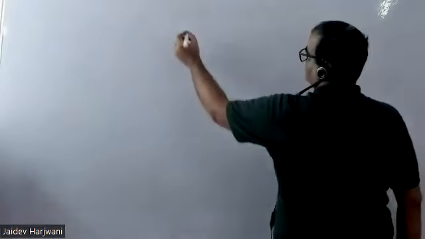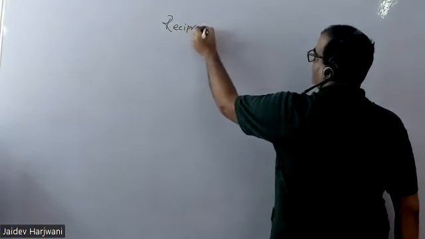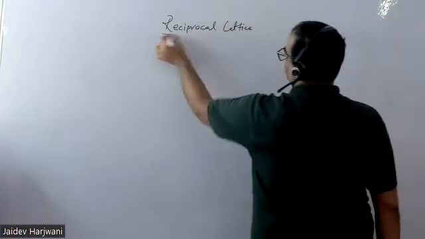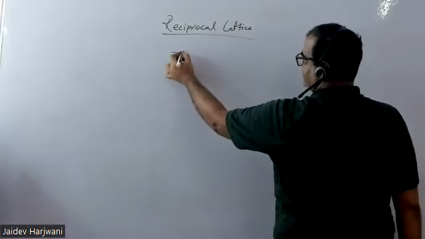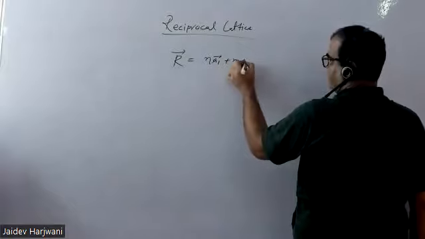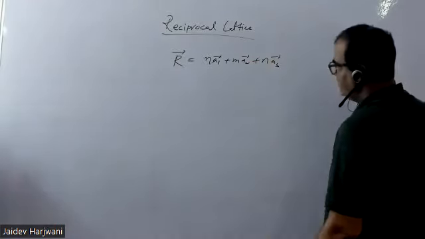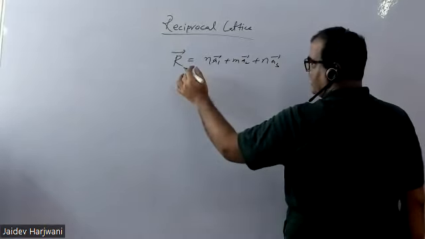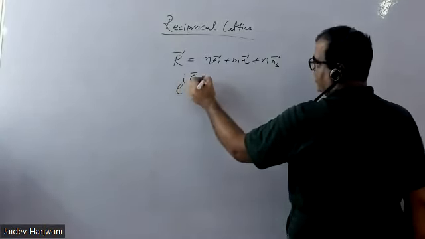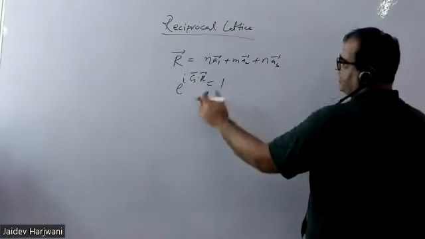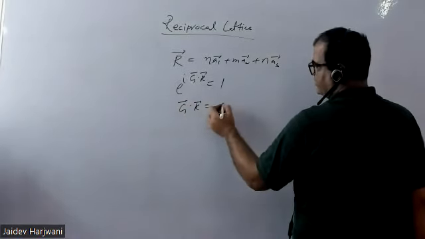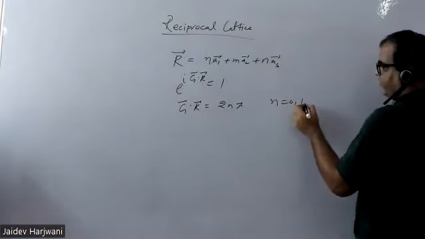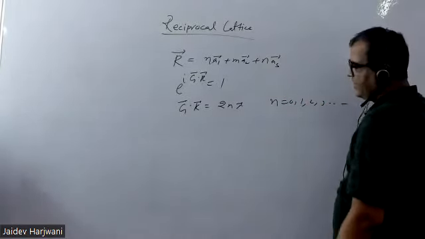Now you have reciprocal lattice. In reciprocal lattice, if you have been given a direct lattice R equals m a1 plus n a2 plus p a3, its reciprocal lattice G will be given by the Fourier transform of this R, that is e to the i G dot R. The lattice which satisfies this condition, G dot R equals 2 n pi, where n is 0, 1, 2, 3, is called the reciprocal lattice.